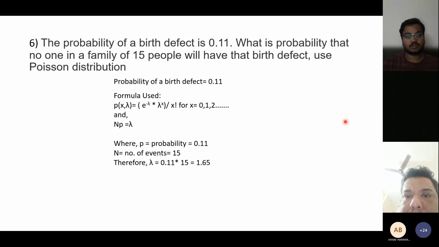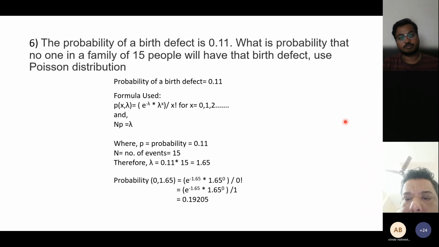Here we have n equal to the number of people in the family, which is 15, and p is the probability of the birth defect, which is 0.11. Therefore, lambda is n into p, which is 0.11 into 15, which is 1.65. Then we are asked what is the probability that no one in the family has the birth defect. So the probability that x equals 0 given lambda equal to 1.65 is e to the power minus 1.65 into 1.65 to the power 0 divided by 0 factorial, which turns out to be 0.19205. So the answer is this.